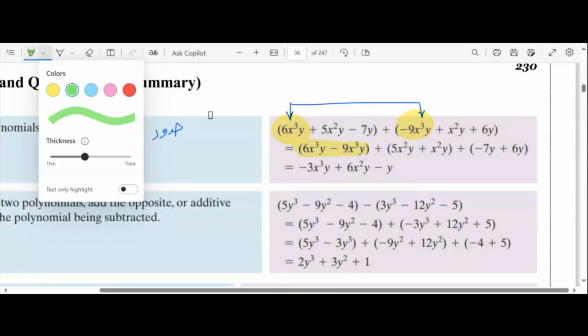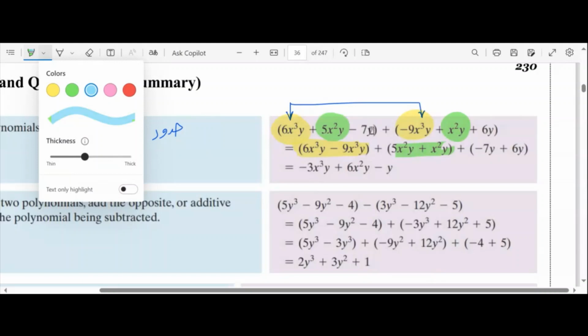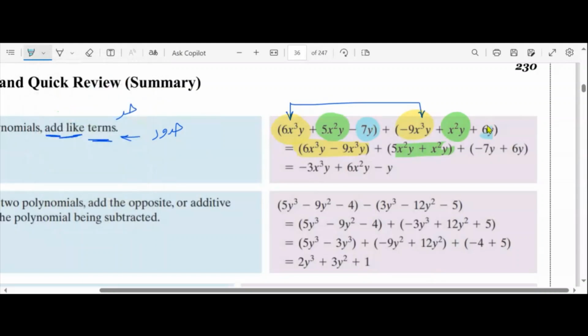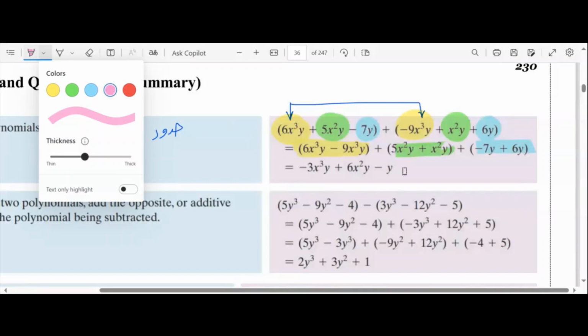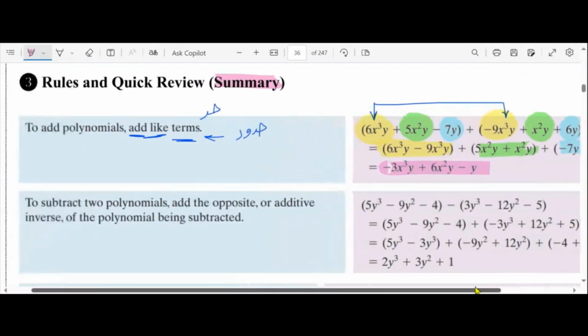Now, next, Muhammad. Do we have 5x squared y? Yes. Then we'll combine them together and put them here. Then, what else do we have? They have the y and the y. We'll put them together. And then you add or subtract, and you get the final answer. Is this clear? Remember, this is only a summary, just to cover the whole section before we start to do it together. Okay?